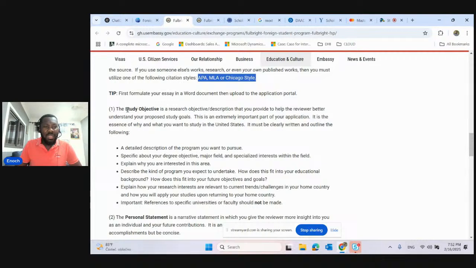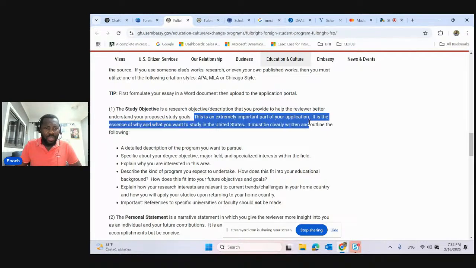Interesting. The study objective is a research objective or description that you provide to help the reviewer better understand your proposed study goal. This is an extremely important part of the application. It is the essence of why and what you want to study in the United States. It must be clearly written and outline the following.